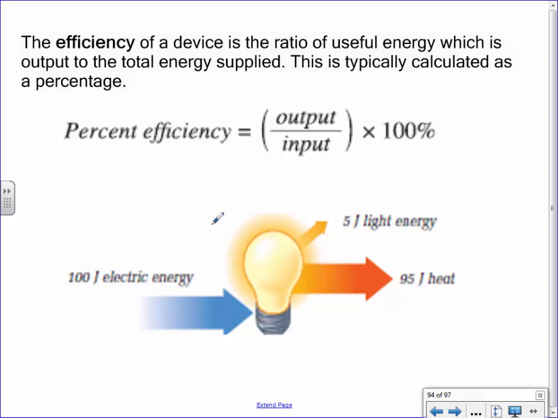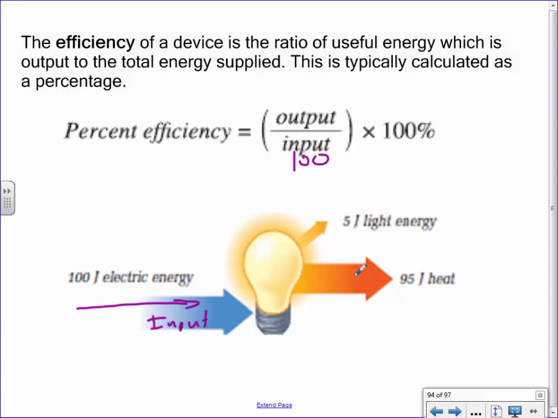In this picture right here, how much input energy did this light bulb receive from the electrical circuit? Yeah, the answer is 100. It input 100. You have to pay for 100 joules of energy. So that would be this number right here. 100 joules of energy is your input.